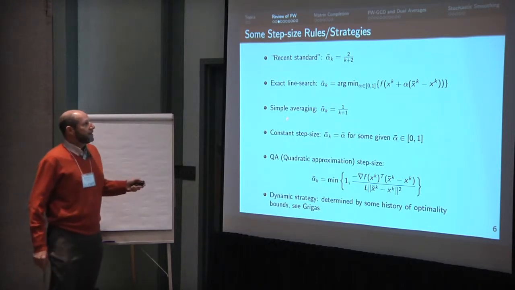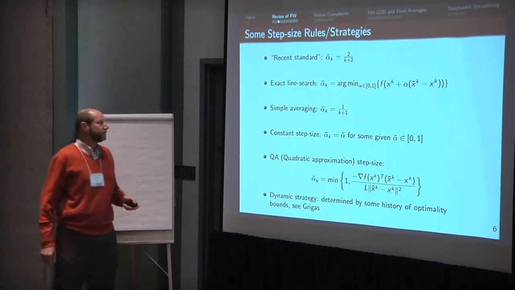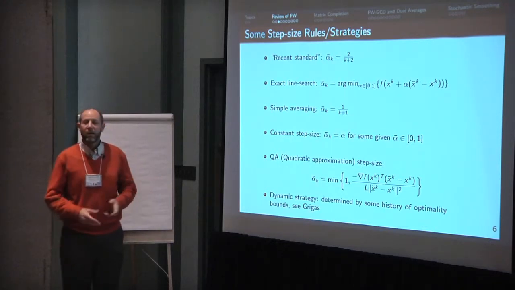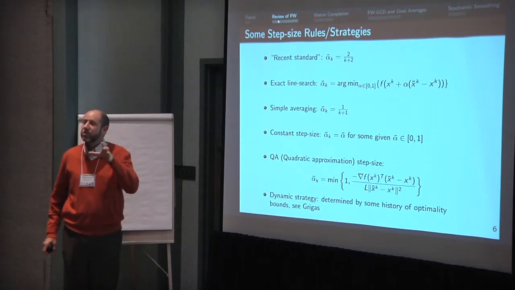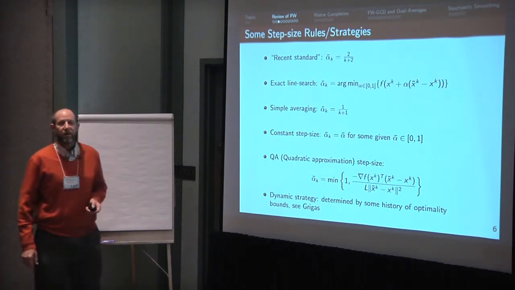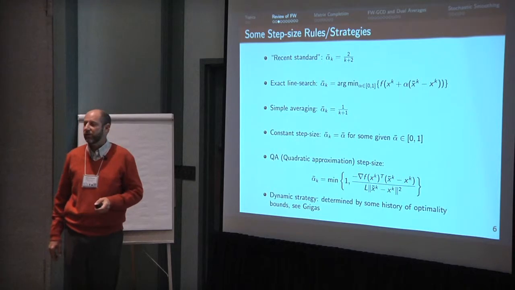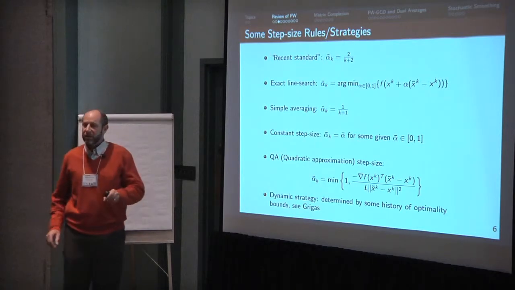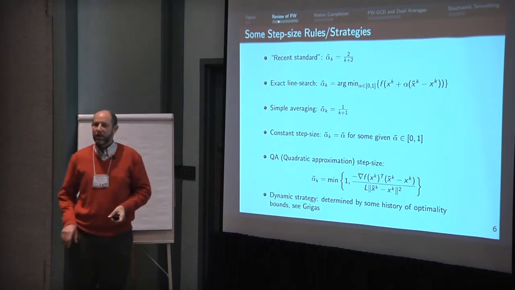So exact line search is to solve this one-dimensional optimization problem exactly. Simple averaging essentially says your next point is the simple average of all your previous points. Okay? Constant step size. This arises in comparing this to certain methods for solving linear regression. And then a quadratic approximation step size, what I call QA, essentially solves the quadratic optimization approximation to the problem over the line segment.